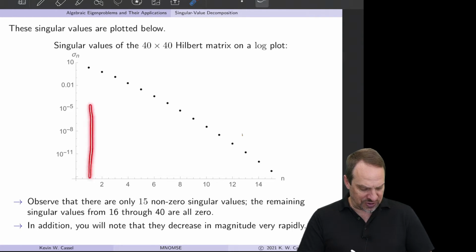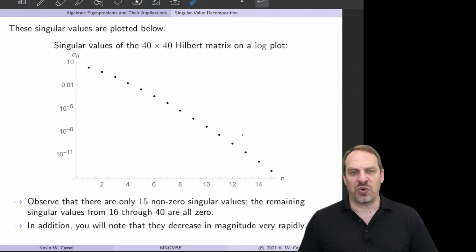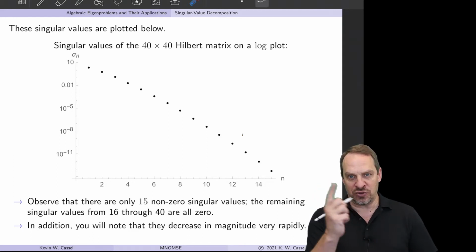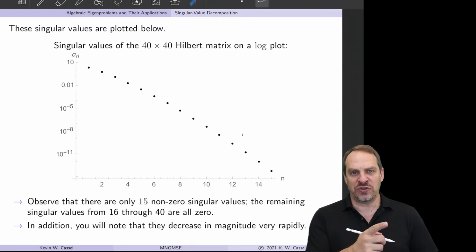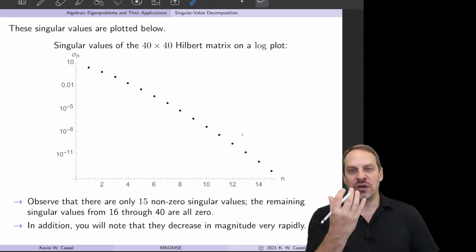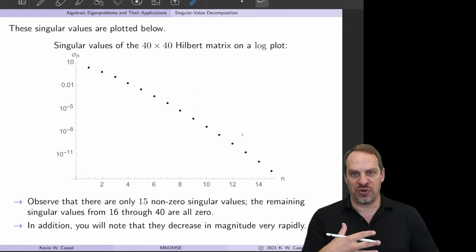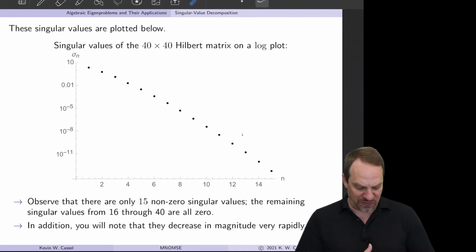So the largest singular value is this one, second largest is this one, third, sigma 4, sigma 5, and I'm showing the first 15, so sigma 1 through sigma 15. Sigma 16 through 40 are all 0. All right? So these are the 15 non-zero singular values. So the first thing I think about is, okay, well, I actually only need 15 of those sigma times U times V transpose terms in order to get a full reconstruction of my 40 by 40 Hilbert matrix. So right there we have a good reduction in the amount of information we need.